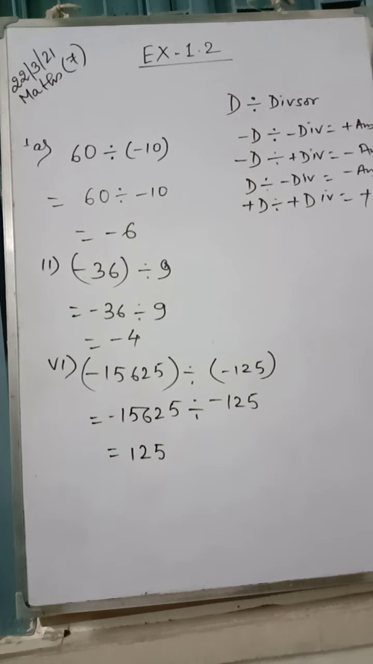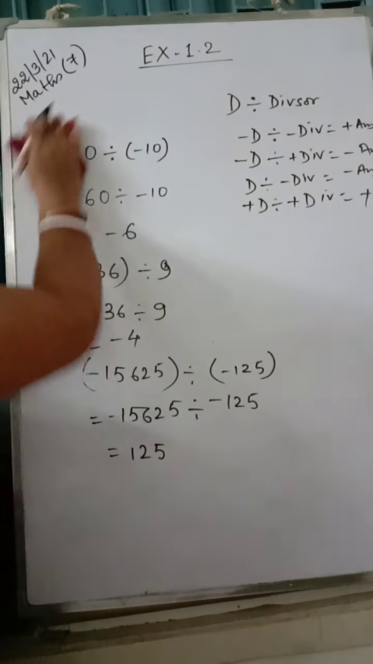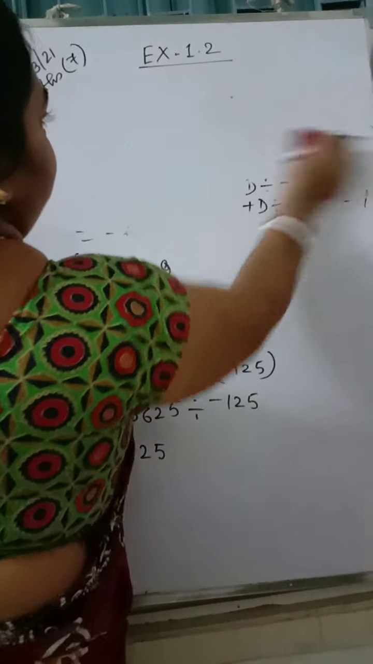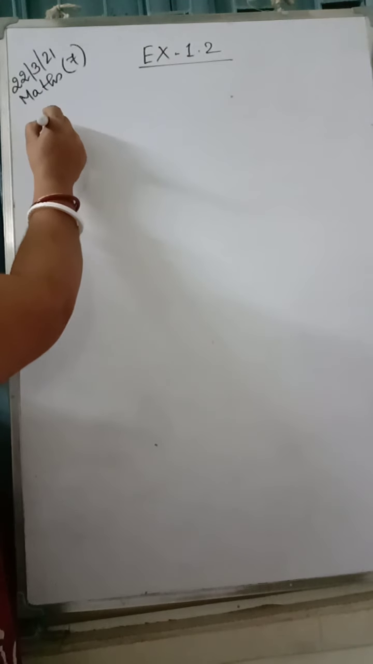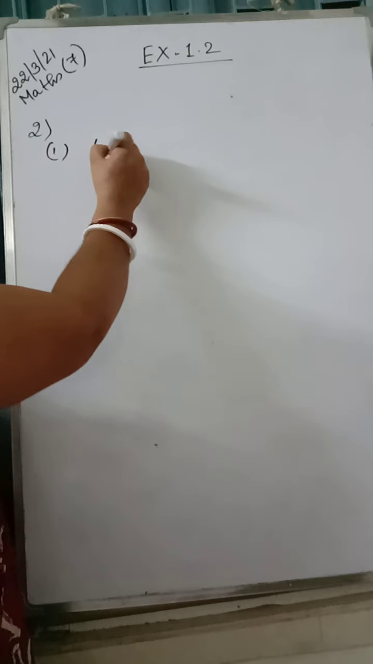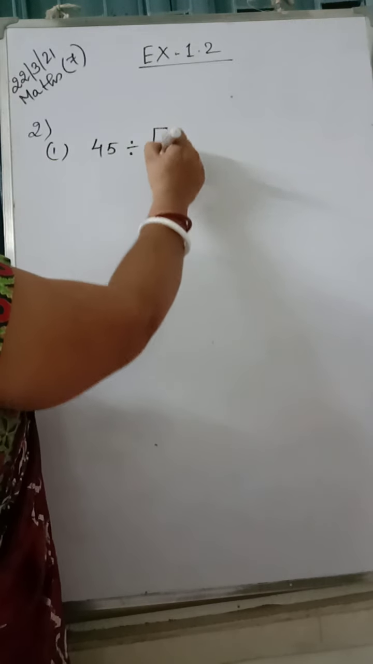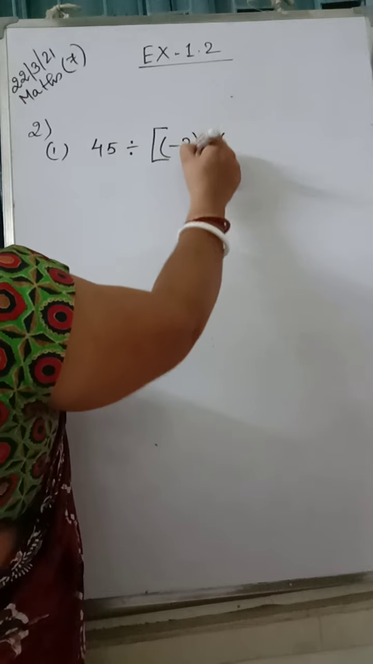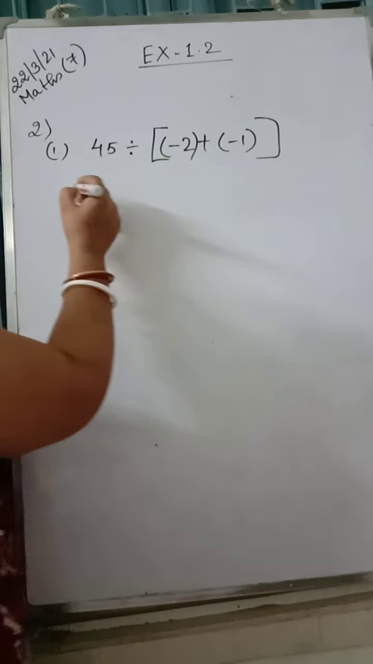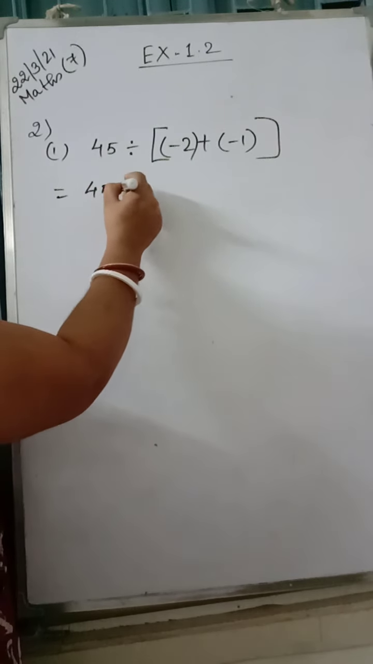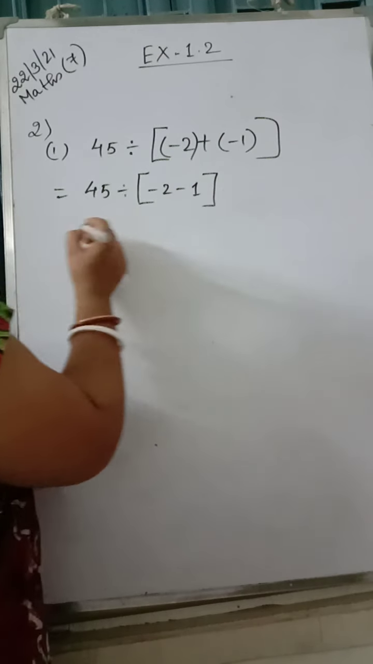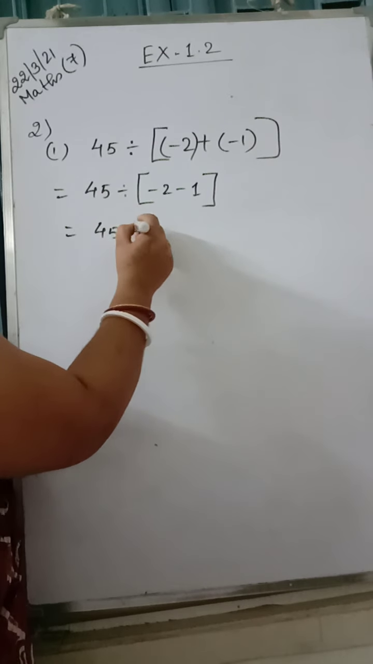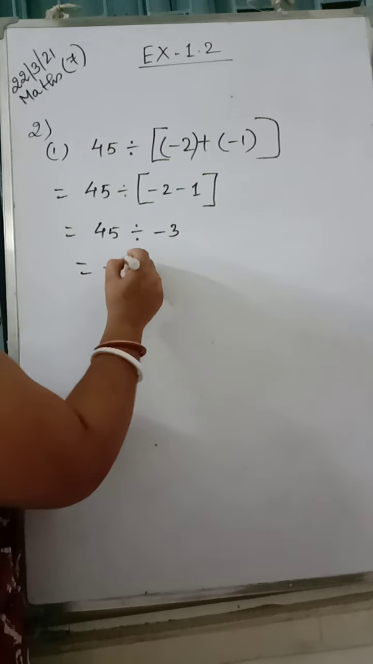Question number 2, they have asked you to evaluate. Here you can see the brackets are used. So we have to use the rule of BODMAS, where bracket comes before everything. In 2(i), it is given 45 divided by (minus 2 plus minus 1), then the bracket is closed. So 45 divided by minus 3, the answer would be minus 15.